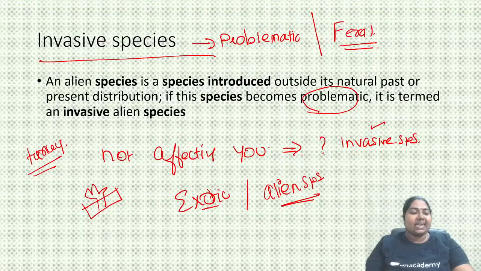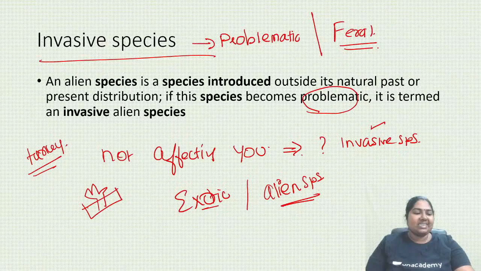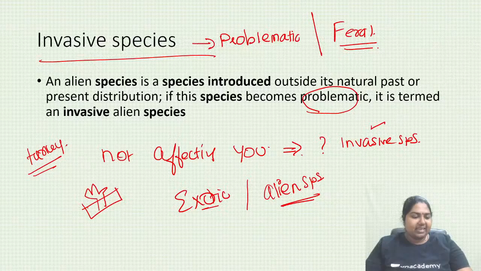Okay, I hope that all doubts are done, right? I hope that invasive species is also clear and this feral species is also clear. So feral is only representing all these animals, right? So coming back here, shall we just move on?